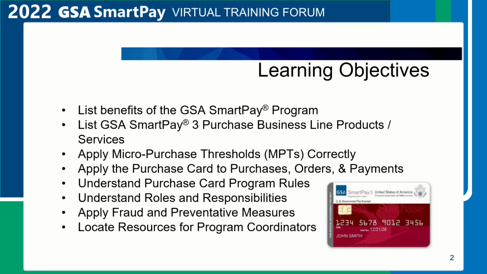Learning objectives. Here are a few learning objectives that are going to be covered in today's session. By the time we're done, you should be able to list benefits of the GSA SmartPay program, list the GSA SmartPay 3 purchase business line products and services, apply the micro purchase thresholds correctly, apply the purchase card to purchases, orders, and payments, understand purchase card program rules, understand roles and responsibilities, know how to apply fraud and preventative measures, and learn how to locate resources.